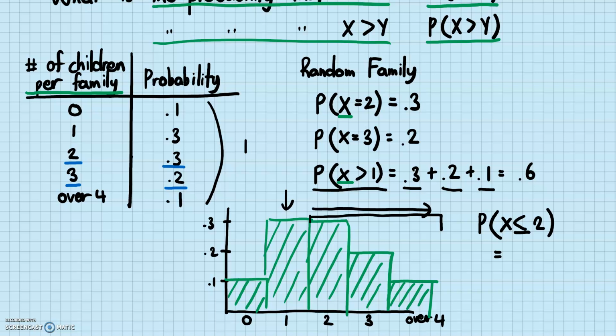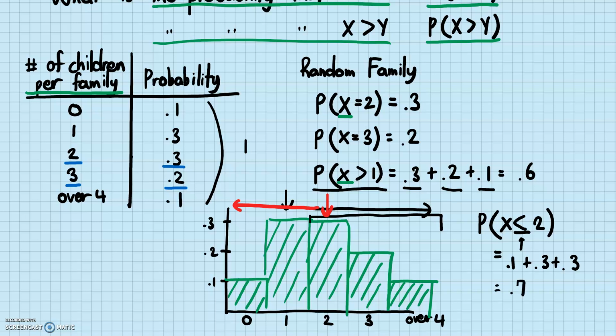So if you look at the histogram, 2 children would be right here, and then it's 2 or less. This time there's the equal to sign here, so you have to include the case where there are 2 children. So it's 2 or less: 0, 1, and 2. So you just add these 3 probabilities. That would be 0.1 plus 0.3 plus 0.3, which equals 0.7.